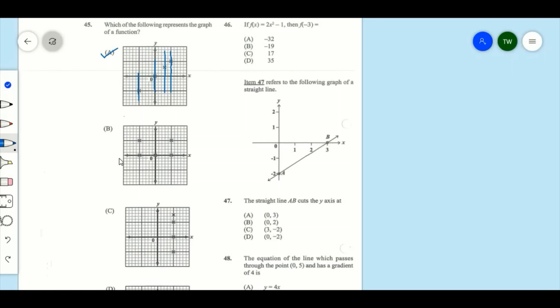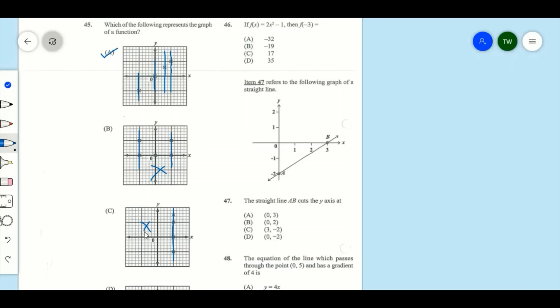But let's also look at B. If you pick this point up here and you draw a vertical line here, note that this vertical line will pass through 2 points. And if you pick this one over here, it will also pass through 2 points. So this one would fail the test, right? So it's not a function. And if you look at this one, you pick any point and draw a vertical line, you note that this vertical line passes through all 4 points. That means it's failed the vertical test and it cannot be a function.